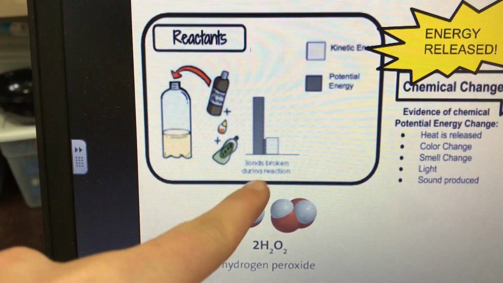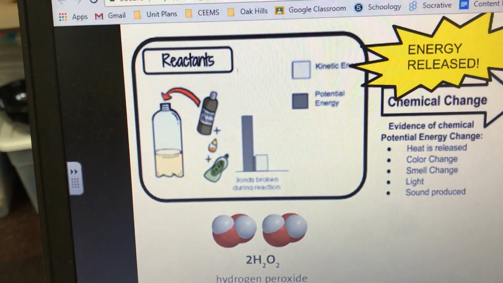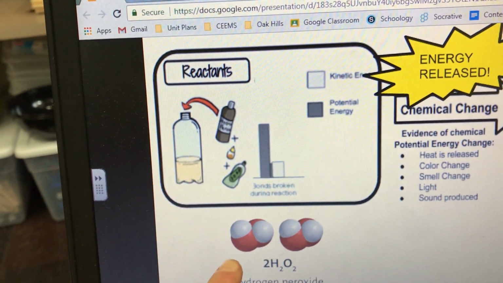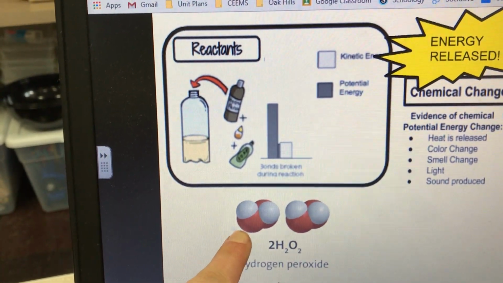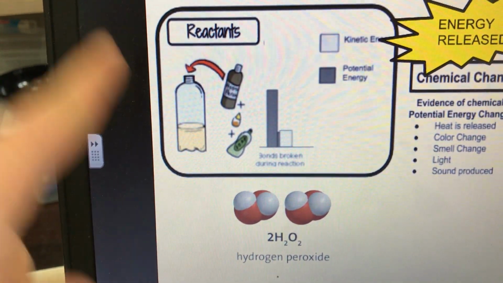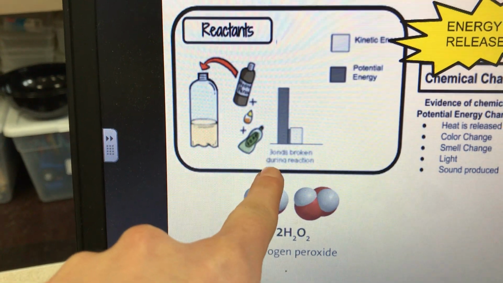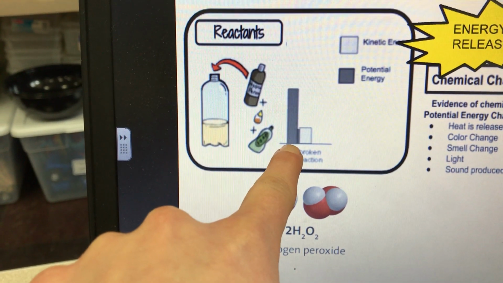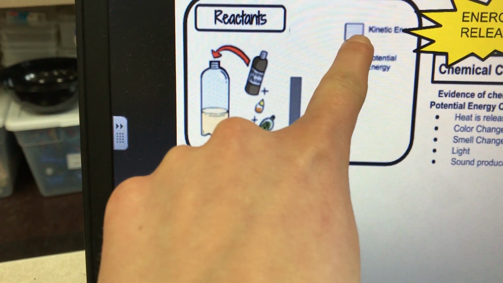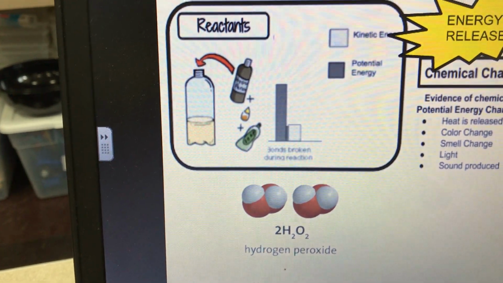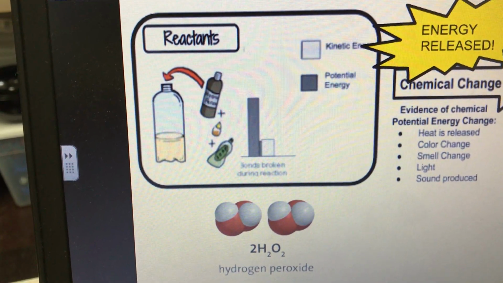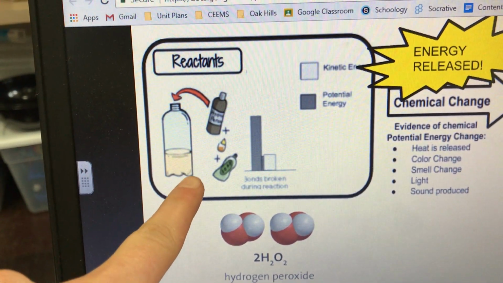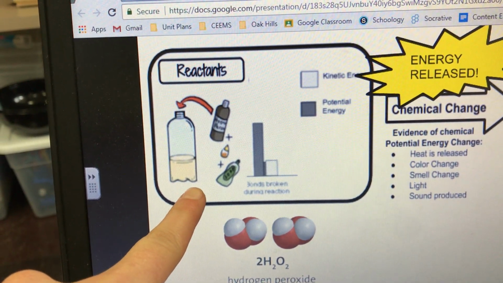These reactants have a ton of potential energy in them, okay? Their molecules are arranged in a certain way that it has a ton of stored energy. If we look at this bar graph, potential energy, the dark bar, it's way more than kinetic energy, okay, which is our light gray. Remember, kinetic energy is moving energy, potential energy is stored energy. So these reactants have a ton of stored energy, okay?